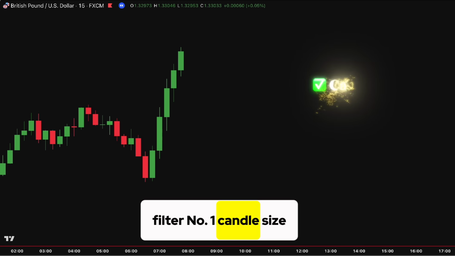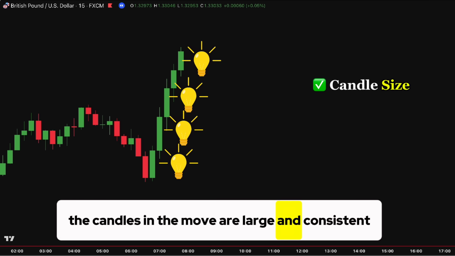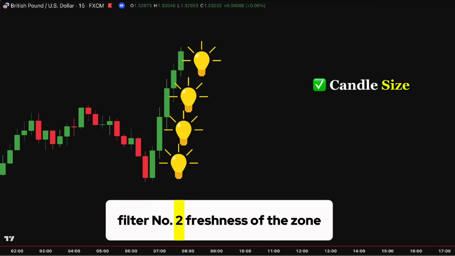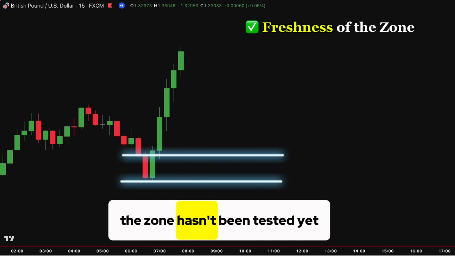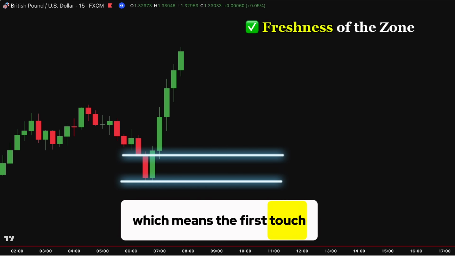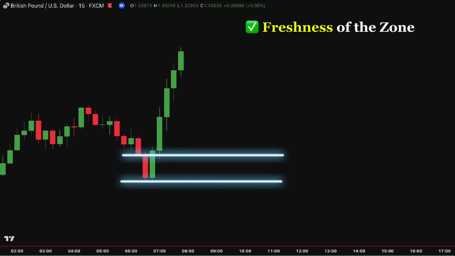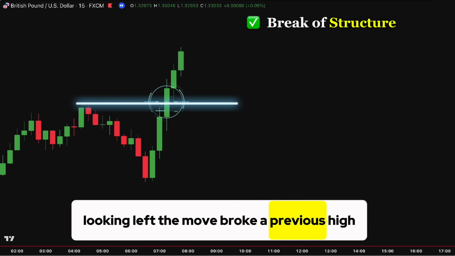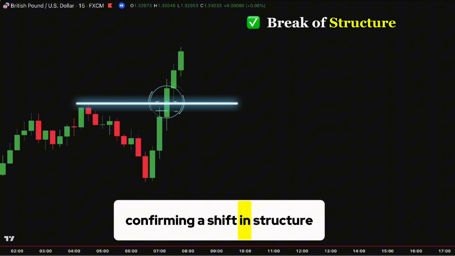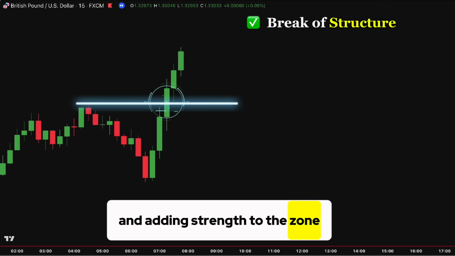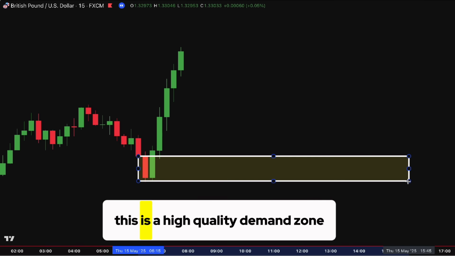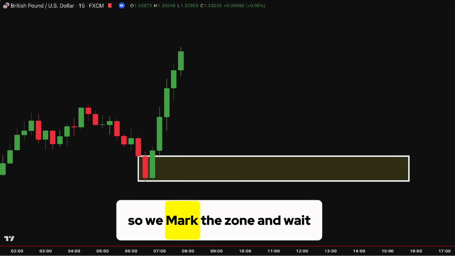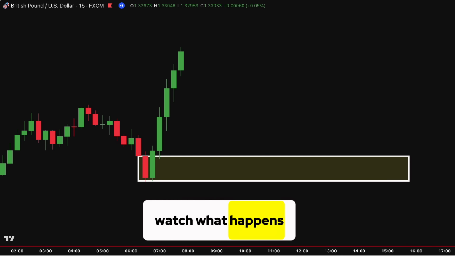Filter number 1, candle size. The candles in the move are large and consistent, a clear sign of institutional momentum. Filter number 2, freshness of the zone. The zone hasn't been tested yet, which means the first touch could trigger a strong reaction. Filter number 3, break of structure. Looking left, the move broke a previous high, confirming a shift in structure and adding strength to the zone. With all 3 filters in place, this is a high-quality demand zone, a strong liquidity level we can trade from. So we mark the zone and wait. Watch what happens.